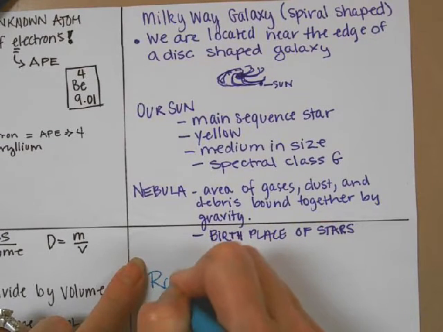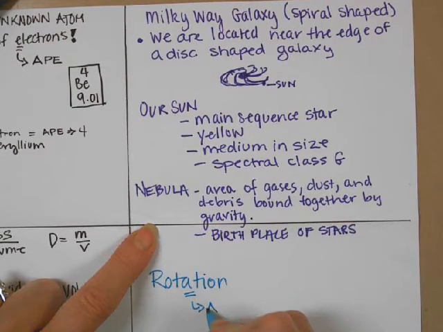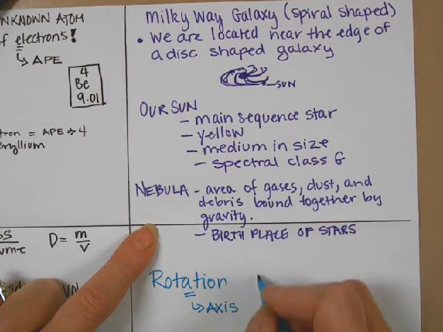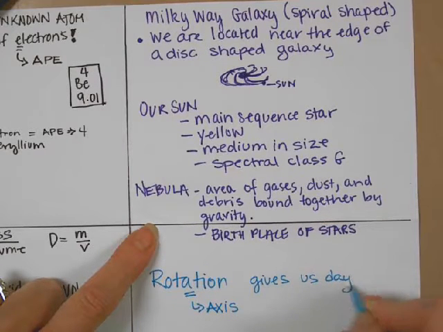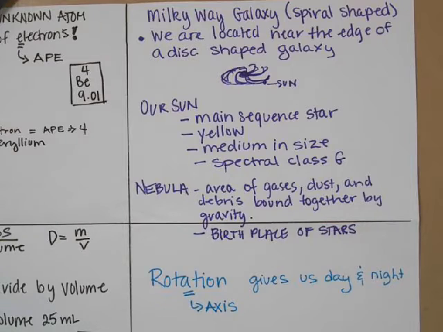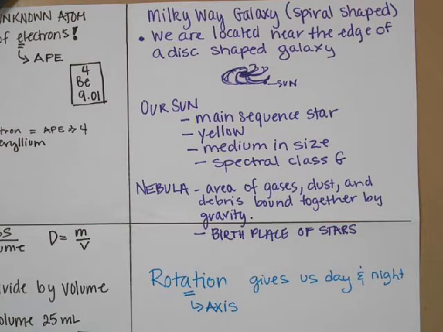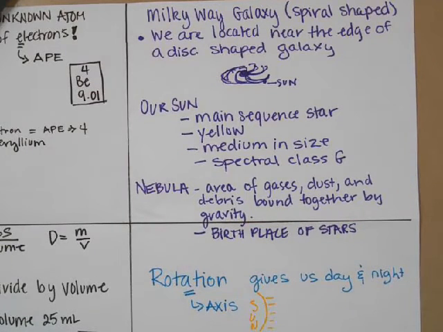Remember, rotation occurs on an axis. It gives us day and night. In other words, the side that is facing the sun experiences daytime. The side of our planet that is not facing the sun experiences nighttime. So if we were to draw this, here are the light rays from the sun. Here's our planet.